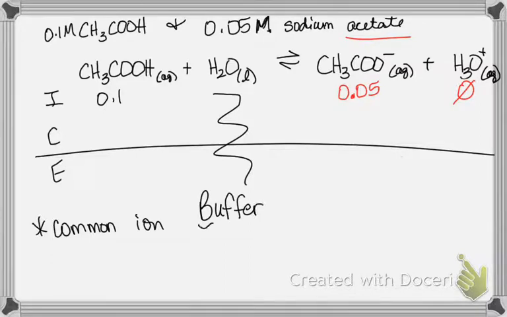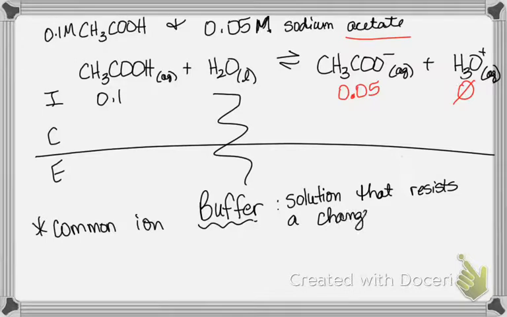What is a buffer? Y'all might have heard of buffer systems in biology or A&P. A buffer is a solution that resists a change in pH. Okay, buffers are systems that help maintain the pH. Different systems and processes have to happen at certain pHs. If you treat your own swimming pool at home, you add buffers to that. You have to maintain the pH of the water, and you add things to help it maintain the pH.